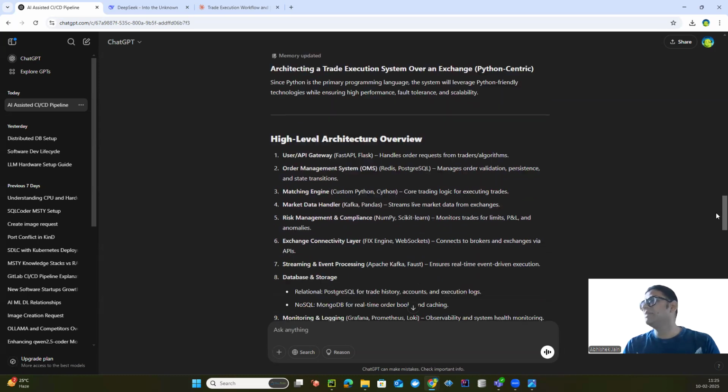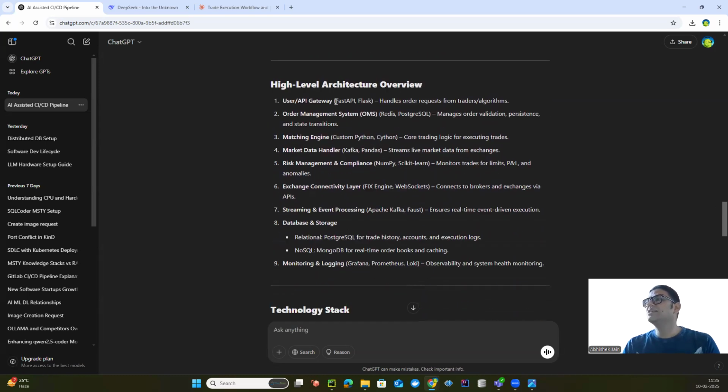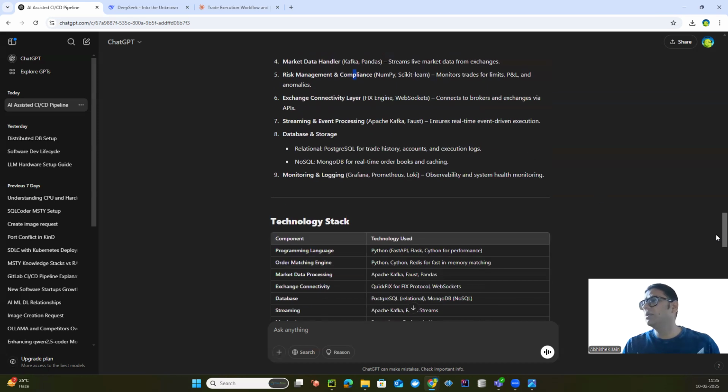Okay, it's more or less the same, but now you will see it has included the Python libraries. These are the two libraries which you can use to build your API gateway. Then for order management, we have Redis, which is going to act as a cache DB, and then PostgreSQL. So whatever response you are getting here, if you want a more elaborate explanation of these points, you can design your question and ask the same. Matching engine, what it's going to do, market data handler, risk management, compliance related stuff, exchange connectivity, streaming and event database and storage, and so on.